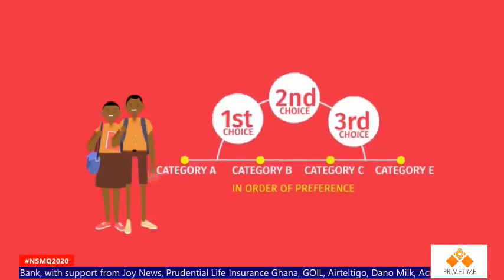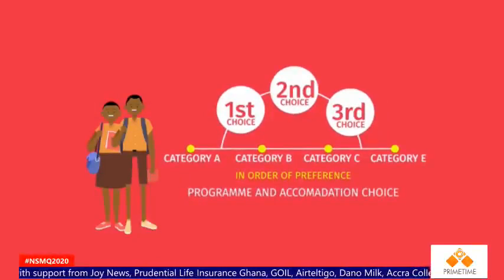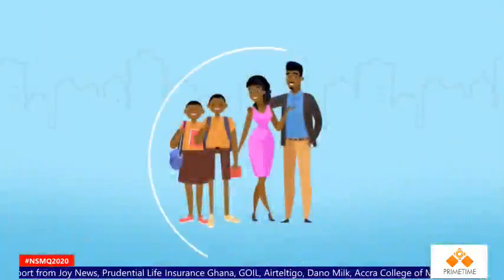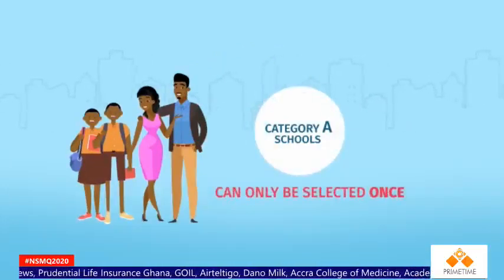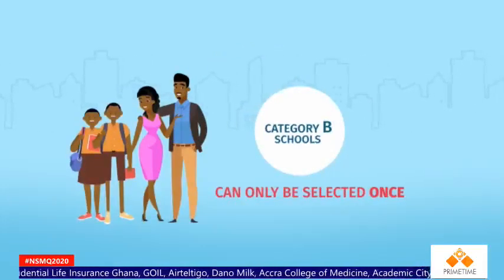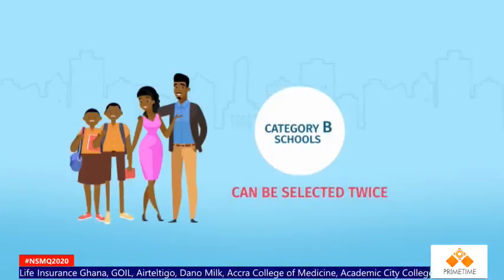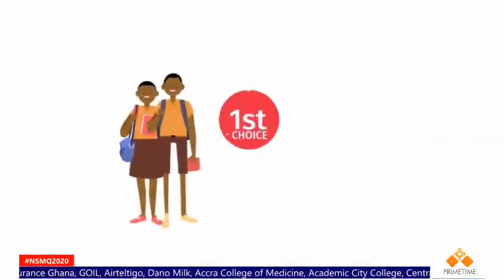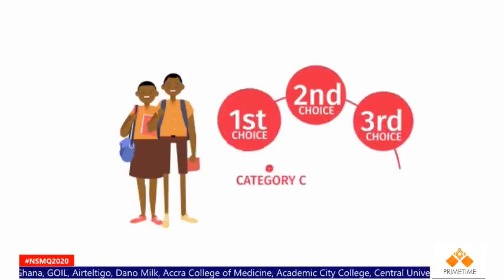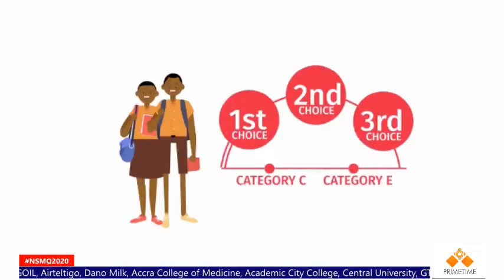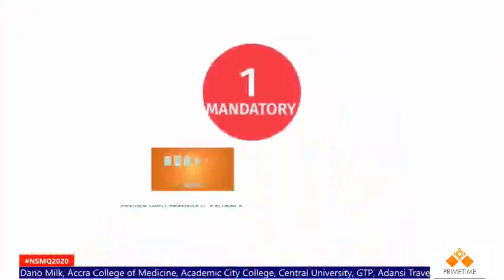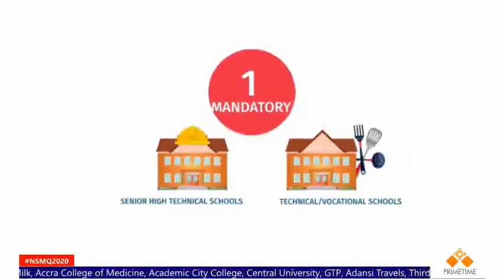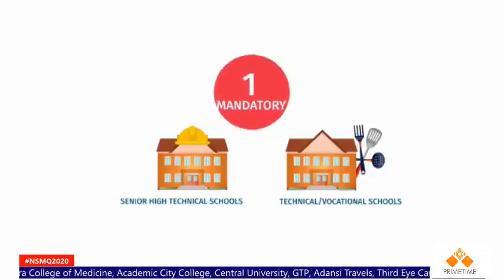Each choice must have a program and accommodation preference. Candidates and parents should note that Category A schools can only be selected once, and Category B schools can be selected twice. A candidate can select all 3 choices from Category C or Category E. Additionally, candidates are to select one mandatory senior high technical or vocational technical school and program from Category E.